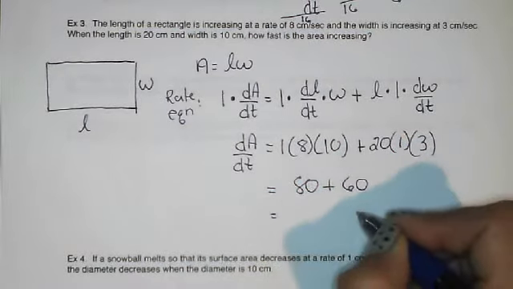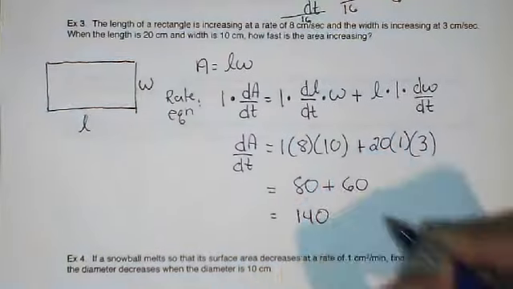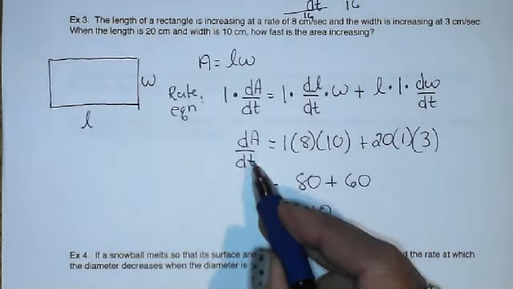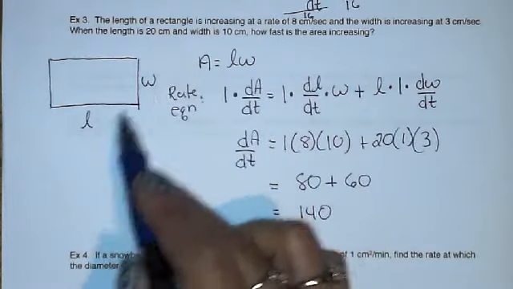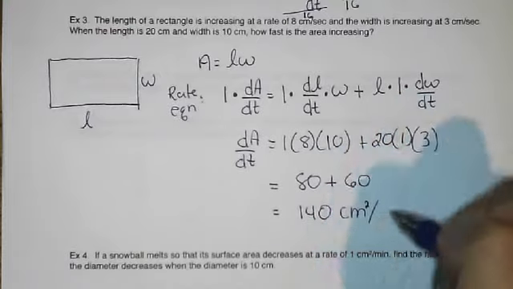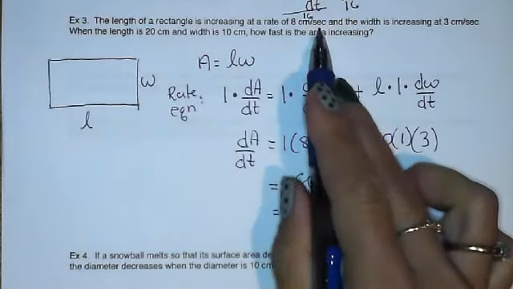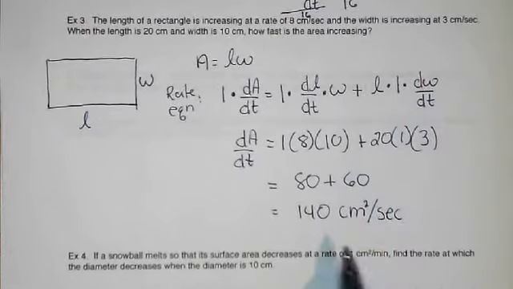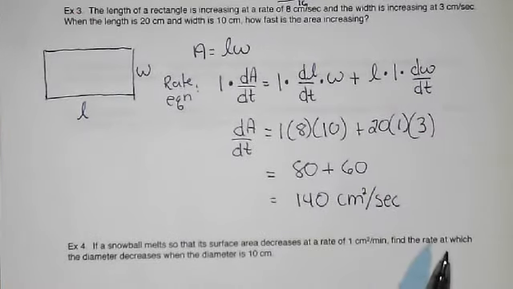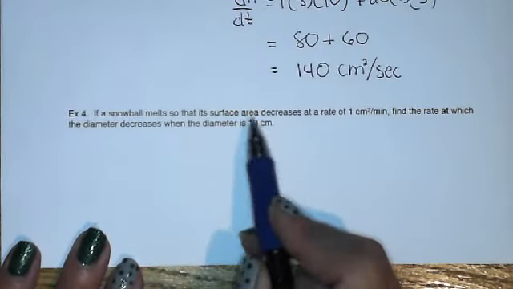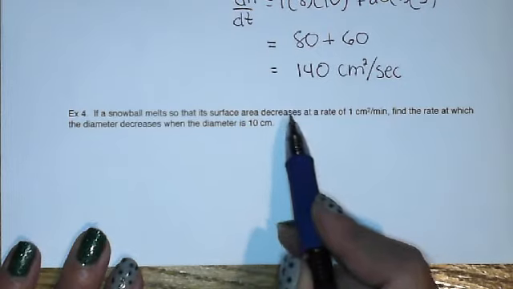So that stays. Now it's just a matter of cranking through this. 80 plus 60 is 140. Now we need units, and this is area with respect to time. So if my length and width were in centimeters, my area is going to be square centimeters per second. So it's growing at 140 square centimeters per second.